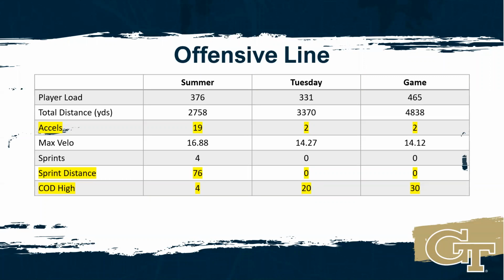The amount of accelerations, I mean, a lot of times that is putting your hand behind the line and taking off. 20 of those in the summer, but for an offensive lineman, that's just not something that they do. They don't do that in practice. They don't do that in games. Sprint distance, 76 yards, not a ton, but again, if you look at practice, nil. You know, I think there was a little bit of something there, but it rounded down to 0. But on the other hand, change of direction. And we were getting 4 of those on average in the summertime, and on a Tuesday practice, 5 times that, and in a game, almost 8 times that.